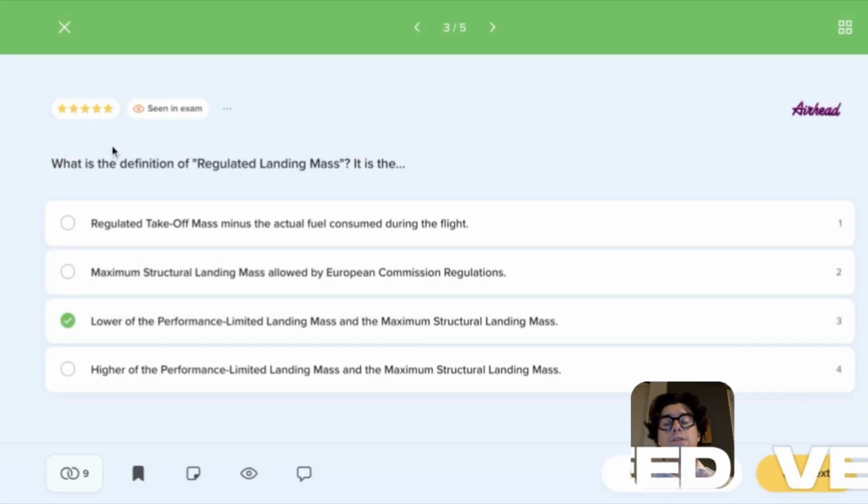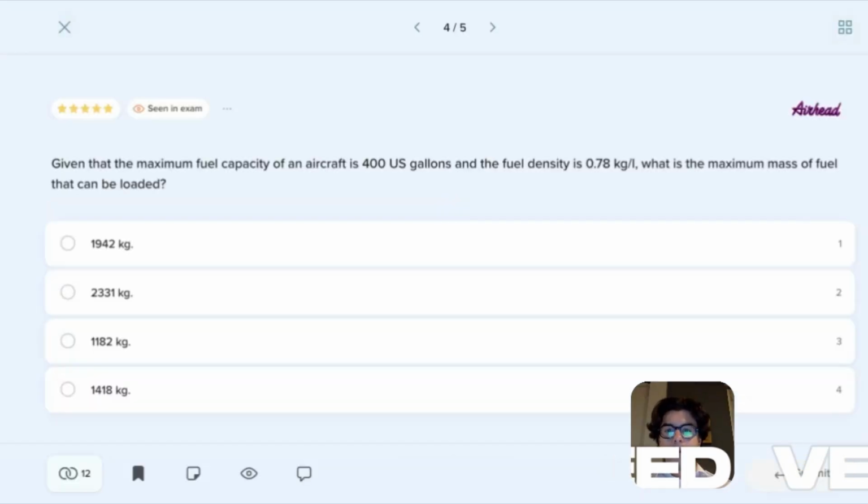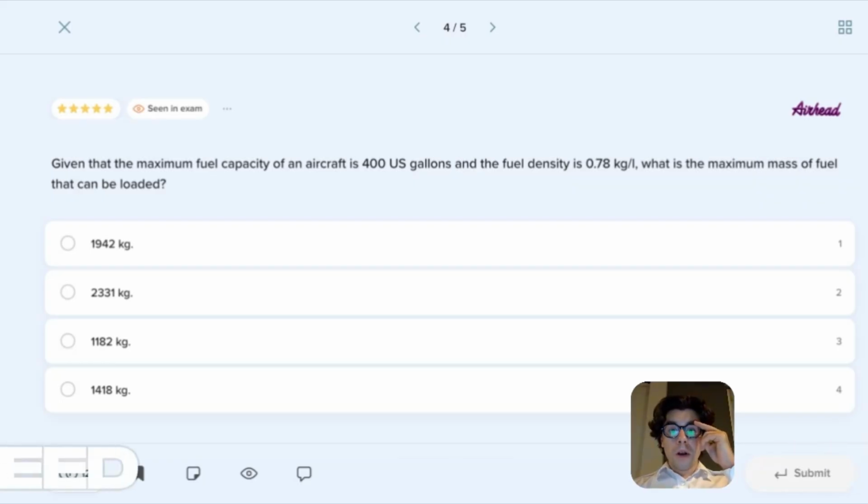It's always the more restrictive ones, and that's what I would like you to remember for these type of questions. So question number 4. Given that the maximum fuel capacity of an aircraft is 400 US gallons and the fuel density is 0.78 kilograms per liter, what is the maximum mass of fuel that can be loaded?